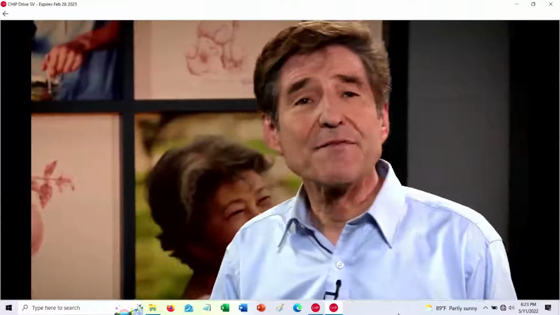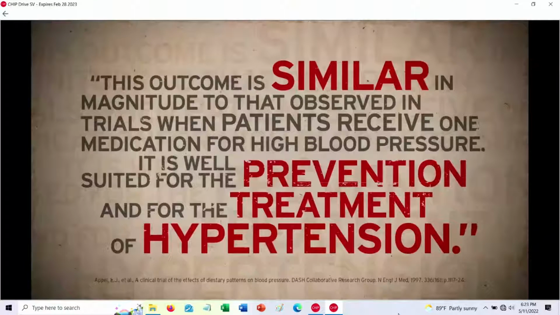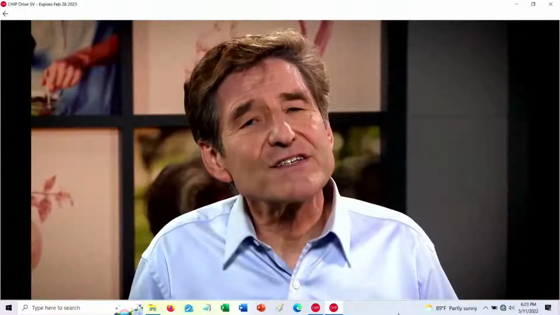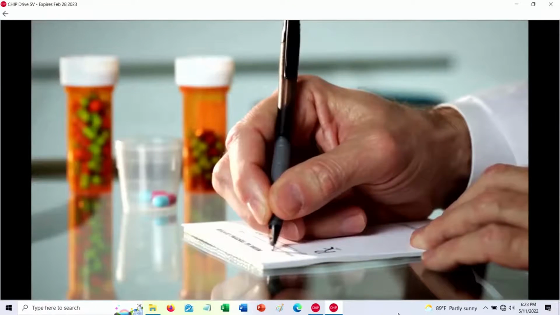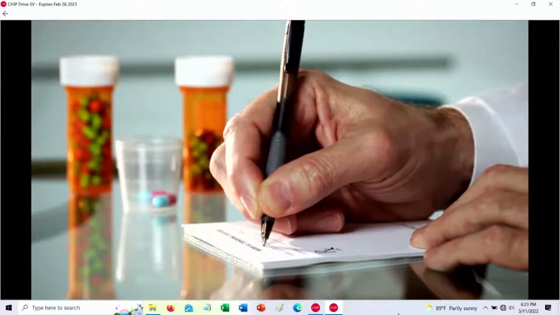And they said, quote, "This outcome is similar in magnitude to that observed in trials when patients receive one medication for high blood pressure. It is well suited for the prevention and for the treatment of hypertension." This is now the second study that shows that we can do something with non-medication approaches. And now let me take you to study number 3, the CHIP success formula.